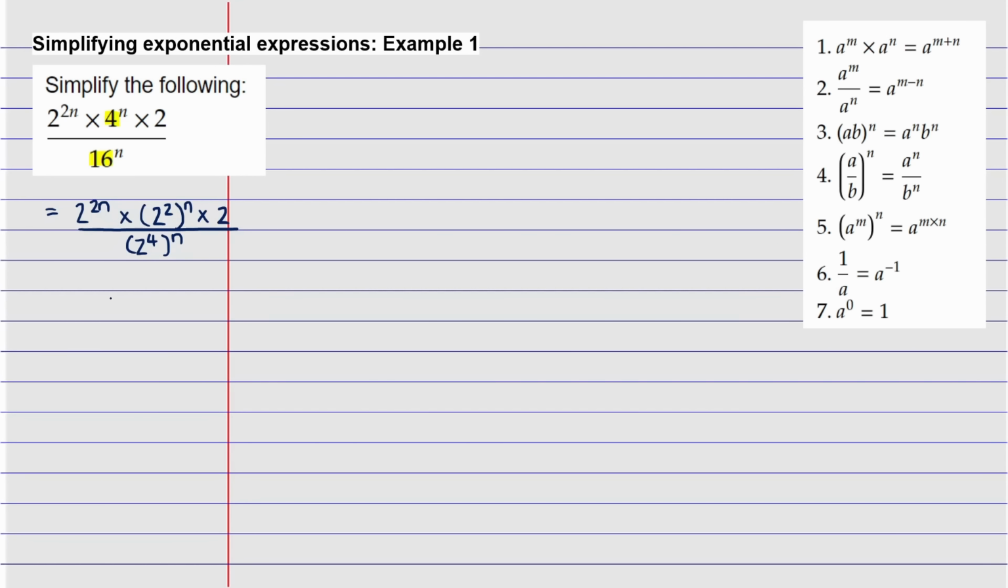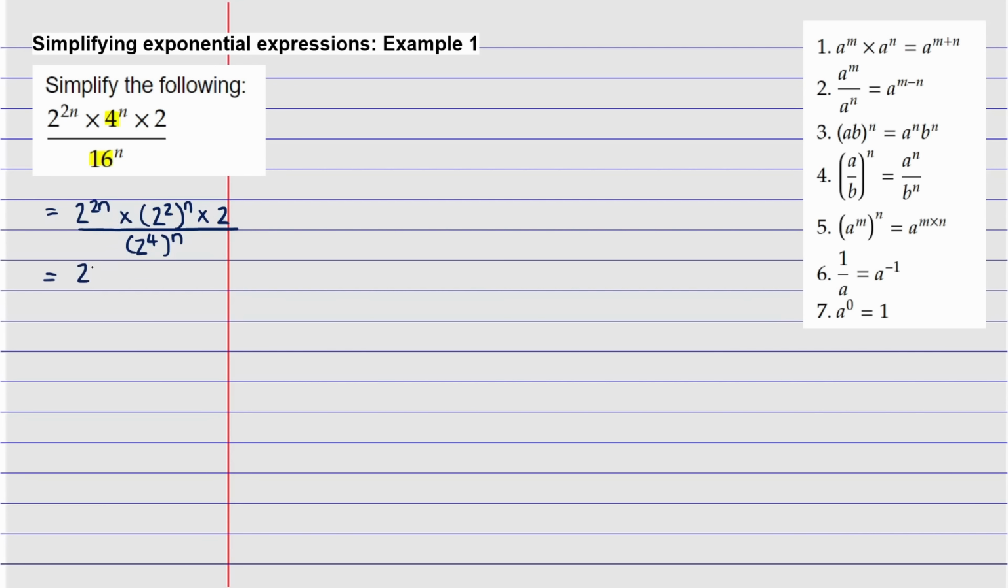So do you see that everything is in terms of 2? Meaning our base is the same, which is good, meaning I can apply my first law and my second law. But first, let's apply law number 5. Do you see that the 2 that I just changed is kind of wanting us to use law number 5? So that's what we're going to do.